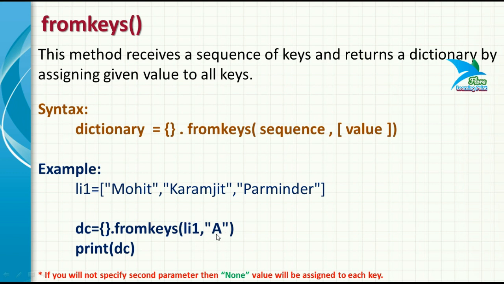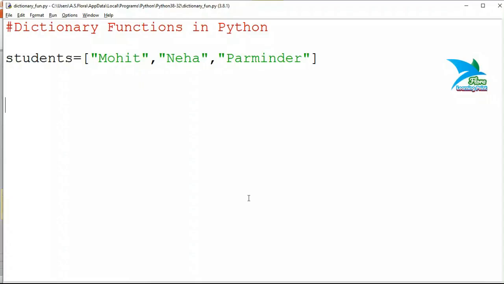To call this function, you have to use a pair of curly brackets, then dot, then the name of the function. Inside the function you specify the name of the list that contains all the keys, and the second parameter decides the value that you want to assign to all these keys to make a dictionary. So let's demonstrate how we can make use of the fromkeys function. Presently I'm having a list of students. The name of the list I have given is students. I want to assign a section to all these students combinedly.